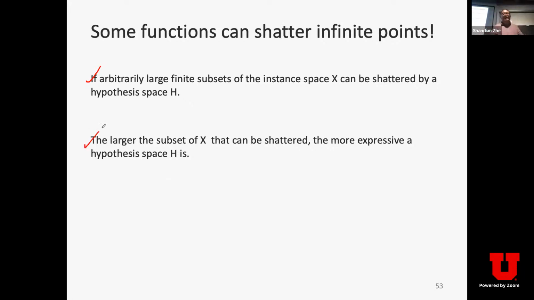And the second intuition is that for a particular instance space X, which might in practice correspond to our feature space, we can imagine the larger the subset of our feature space X that can be shattered, the more expressive the hypothesis space H is. Any questions so far before we give a formal definition of VC dimension?